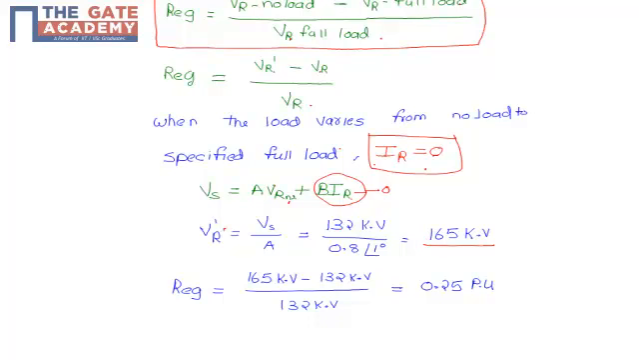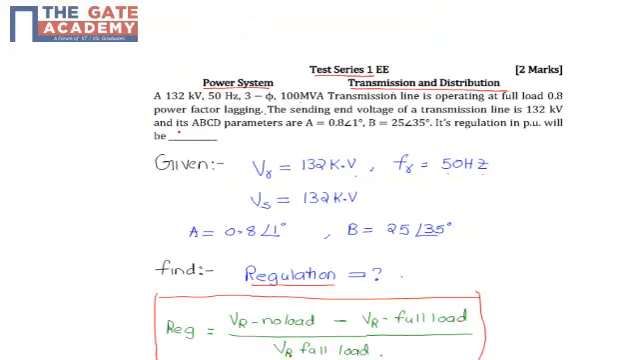So to find the regulation, regulation is equal to the receiving end voltage at no load, that is 165 kV, minus the receiving end voltage at full load, that is 132 kV, divided by the receiving end voltage at full load, 132 kV. After calculating this value, we'll get 0.25.